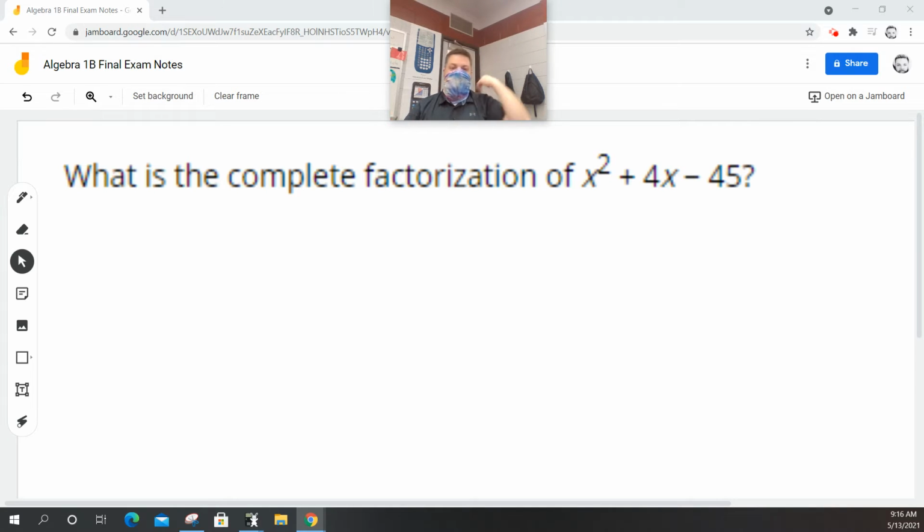Okay. It says, what is the complete factorization of x squared plus 4x minus 45? So, what do I do? Who remembers what factorization looks like?